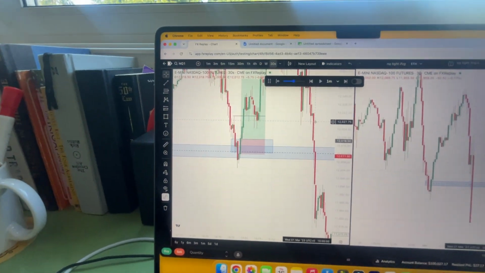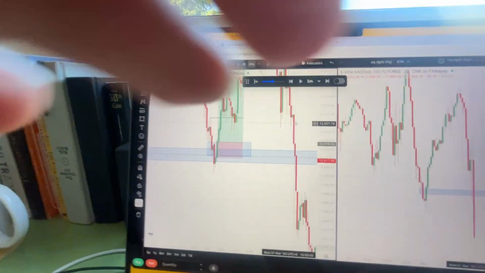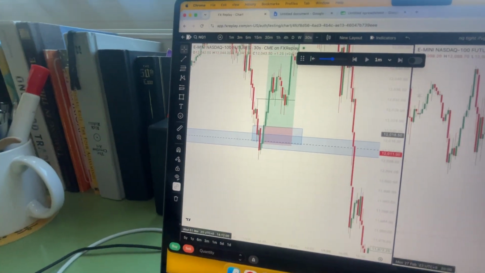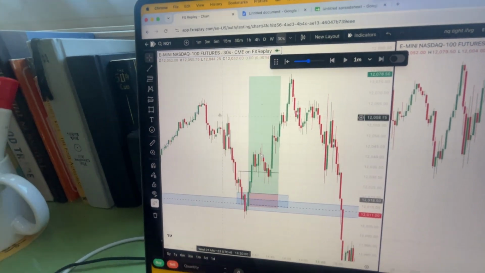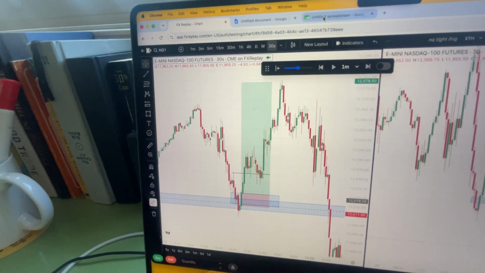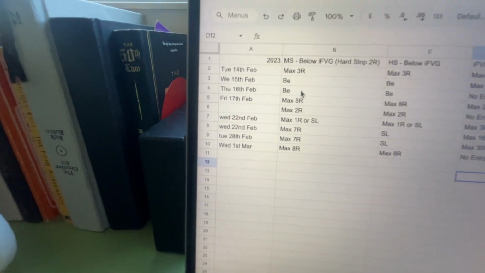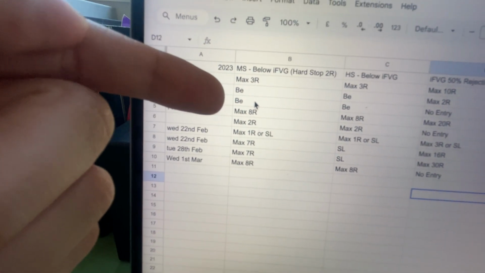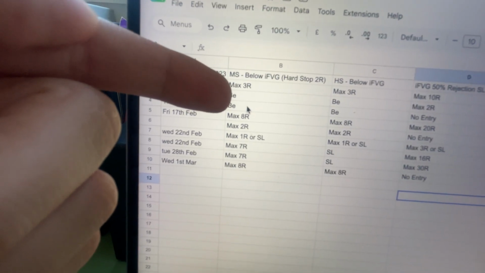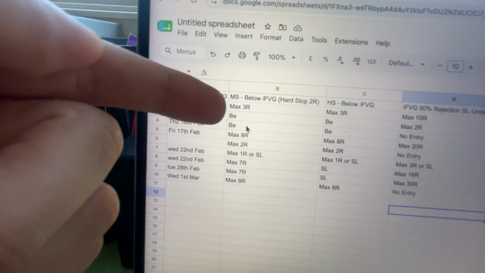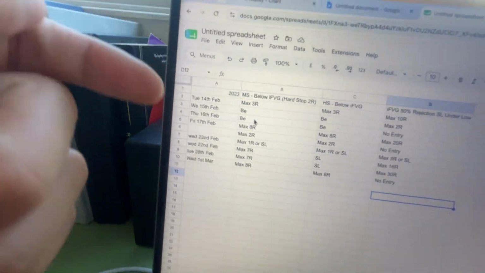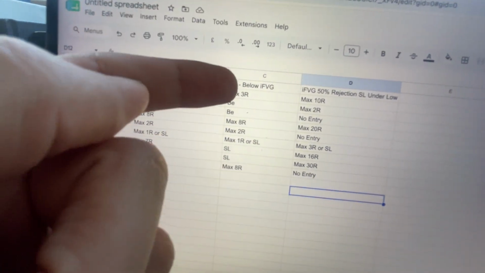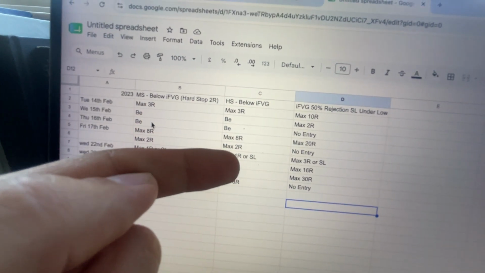Why is my left hand shaking so much? Anyway, break even's at the first high, and then just letting it run and seeing how far we can push it. So you can see, I've got break evens. If it didn't even reach 1 hour, then it was break even. Then everything after 1 hour, I've just tracked it. Then the same with this. That's a hard stop below the IFVG. This is a mental stop below the IFVG.